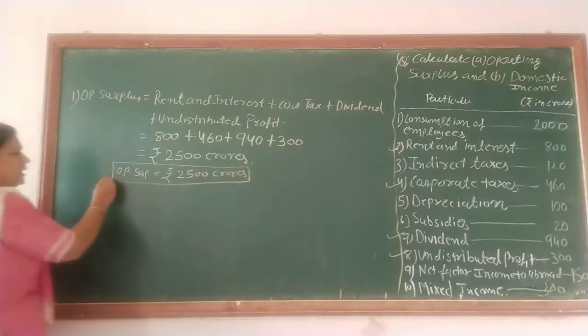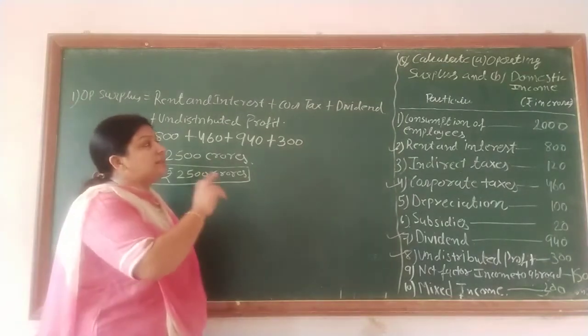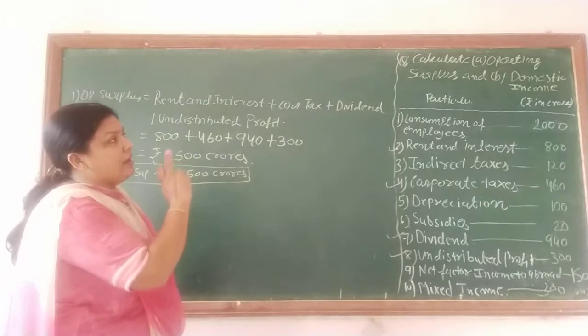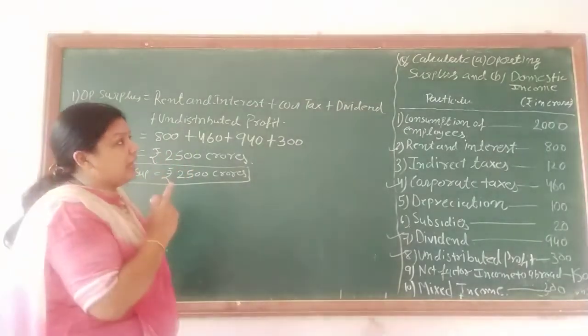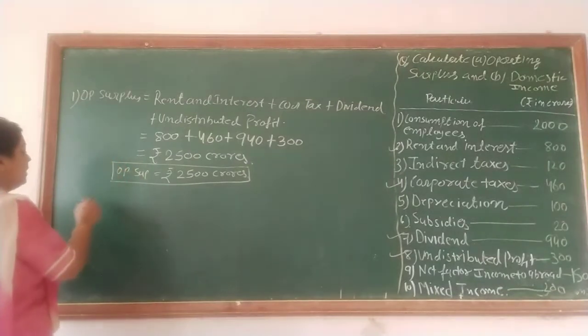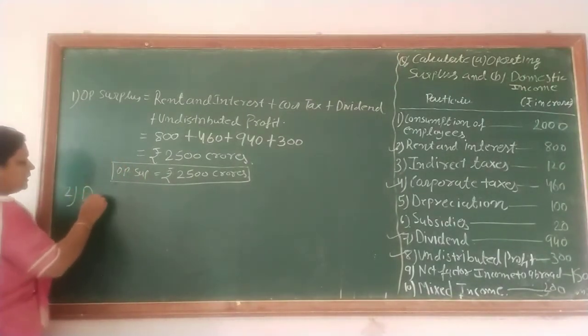So you get 3 marks from this sum. Clear? This type of sum carries 6 marks. So part A is 3 marks, part B is 3 marks. So you got 3 marks here. Now the second part, what do you find out? Domestic income.